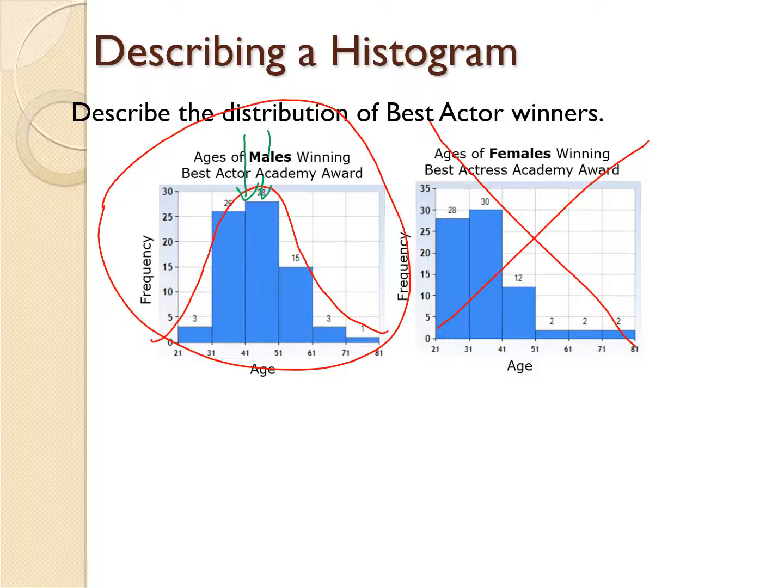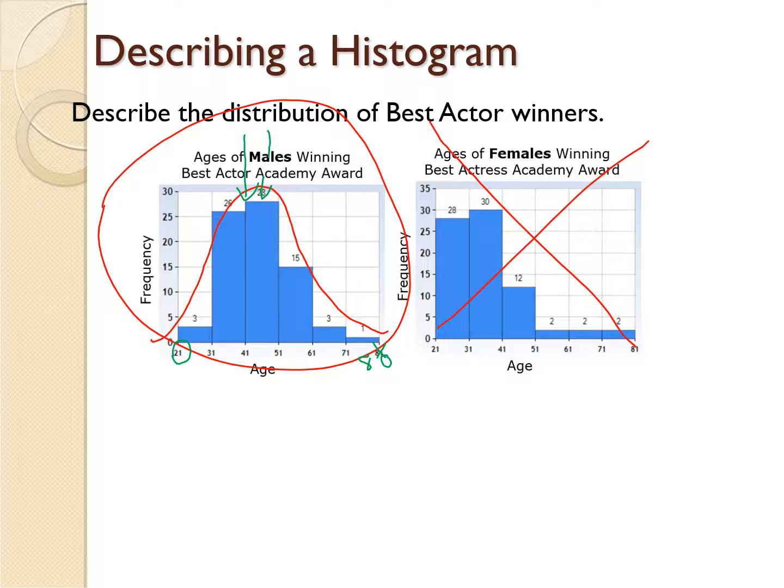And then spread. There are a number of different measures of spread that we'll learn about. We don't know them yet, so right now we're just going to use the most basic, which is the range. The range is 21 up to, but not including, 81. So it goes from 21 up to 80.